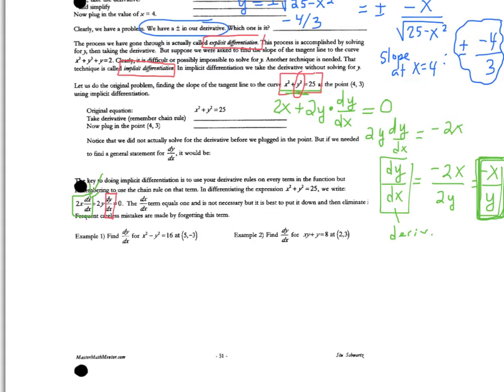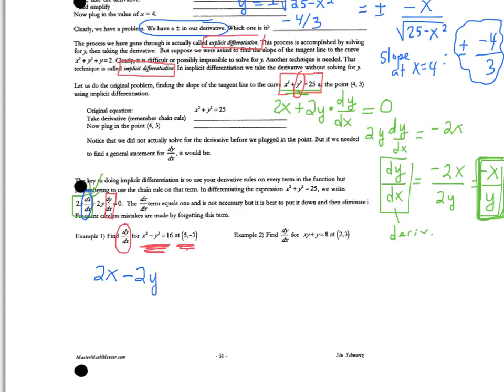Okay, so let's look at some examples. We're looking to find the derivative, dy/dx, for this equation at this particular point. To do this, we're going to work left to right. The derivative of x squared is 2x. Because it's an x term, we don't have to tack on anything. It's technically dx with respect to x, but we're not going to bother to write that.